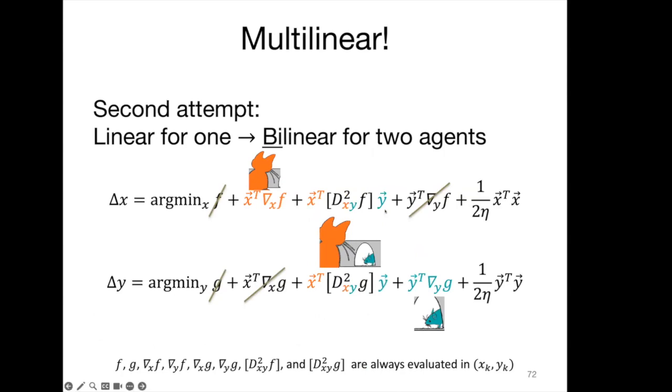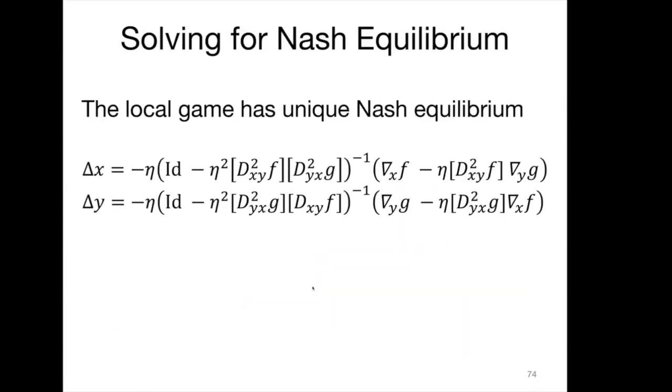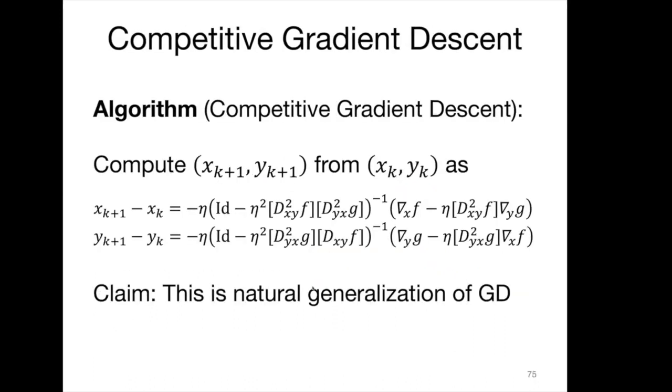Whereas if we add a bilinear part of the approximation to this local game approximation, then what is a good decision for X depends on what Y does, and what's a good decision for Y depends on what X does. And so this modified local game approximation preserves the idea that it comes from a competitive game, which is not really possible if you're just taking a linear approximation instead of a bilinear or more generally multilinear approximation. And then there's a closed form solution for the Nash equilibrium that makes this algorithm.